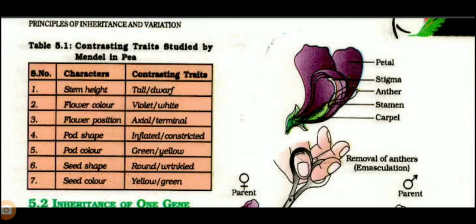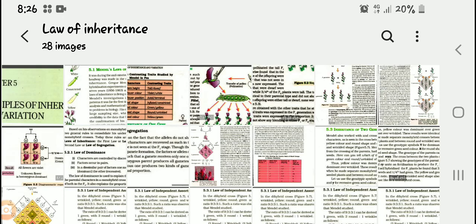These 7 characteristics were stem height, and what were the contrasting traits? Tall and dwarf. Flower color, violet and white. Flower position, axial and terminal. Pod shape, inflated and constricted. Pod color, green and yellow. Seed shape, round and wrinkled. Seed color, yellow and green.